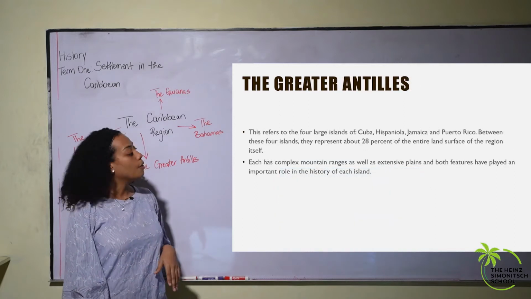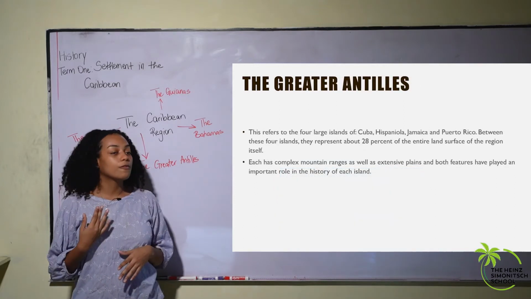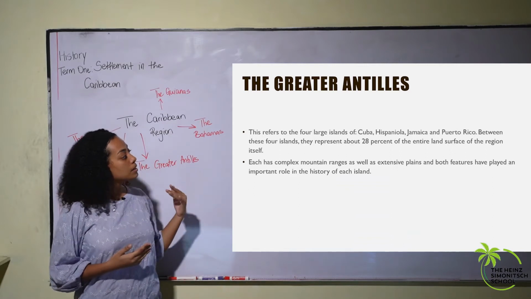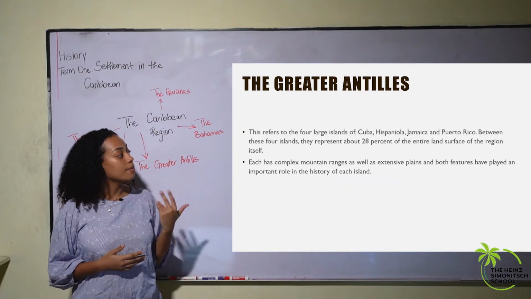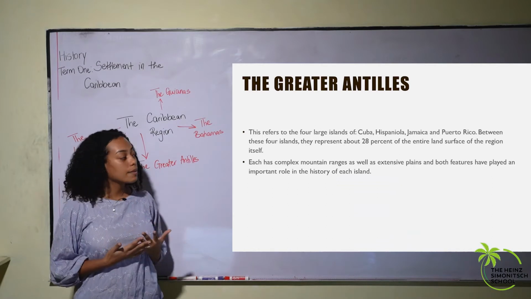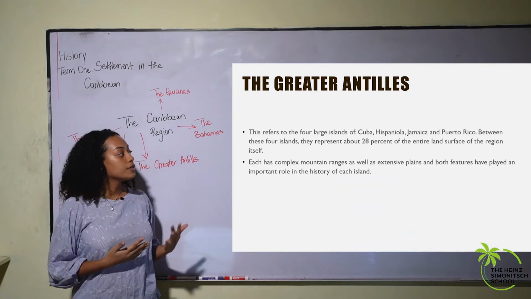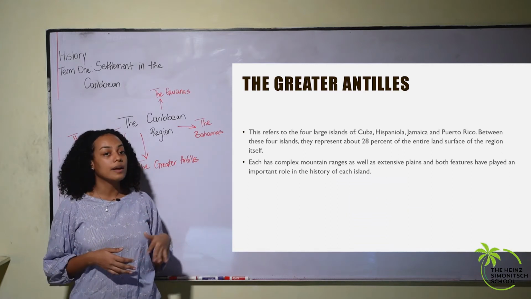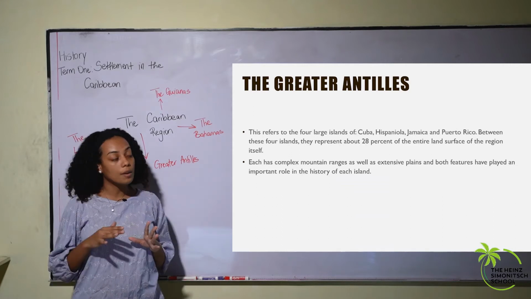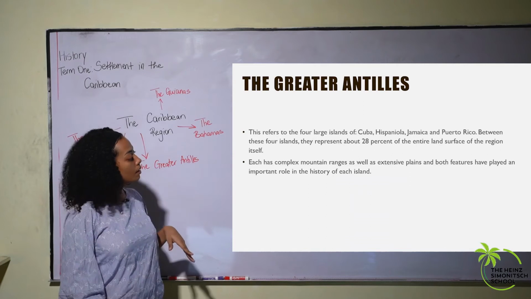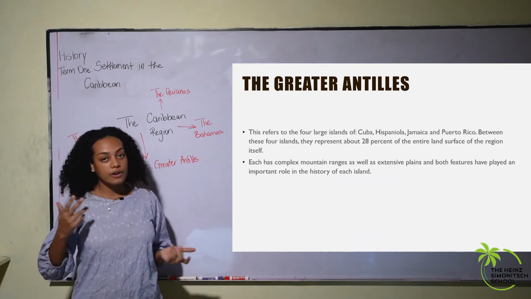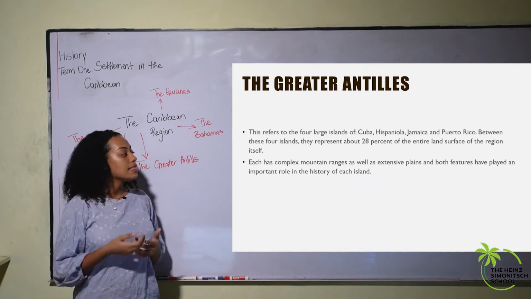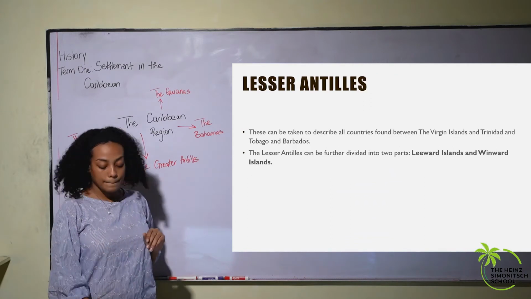Now, the Greater Antilles is a term used to describe the 4 largest islands within the Caribbean, and they're all listed in order from largest to smallest. So Cuba, Hispaniola, Jamaica, and Puerto Rico. So Cuba is the first largest Caribbean country, while Jamaica is the third, Puerto Rico being the smallest. Now, Hispaniola, of course, if you didn't already know, is used to describe the combination of Haiti and Dominican Republic as one island. Now, each island within the Greater Antilles, they contain different complex mountain ranges, different extensive plains that make their landscape very unique.